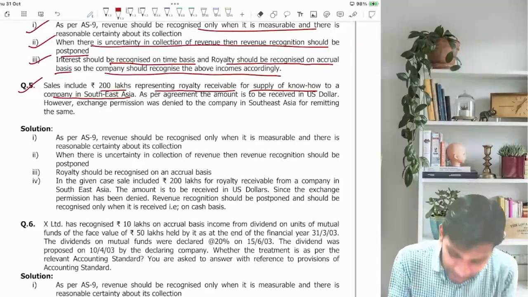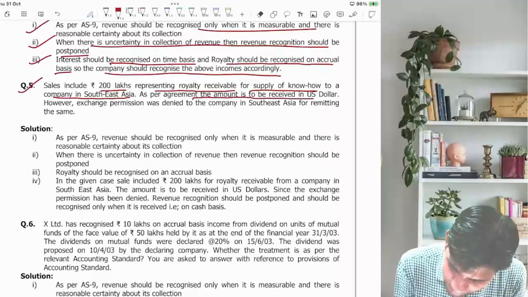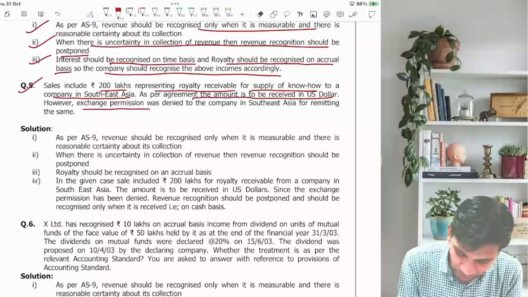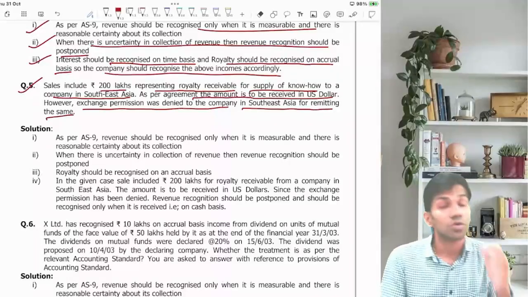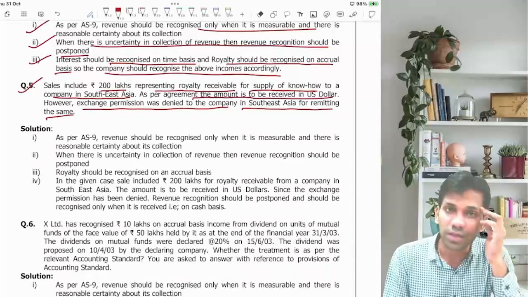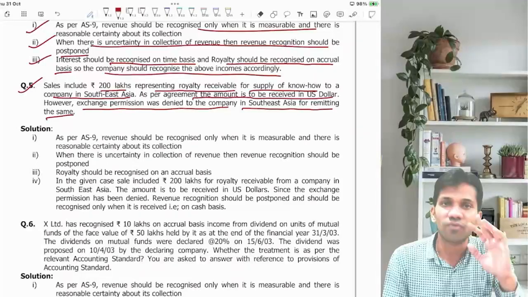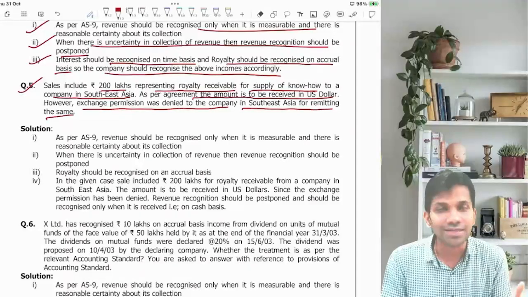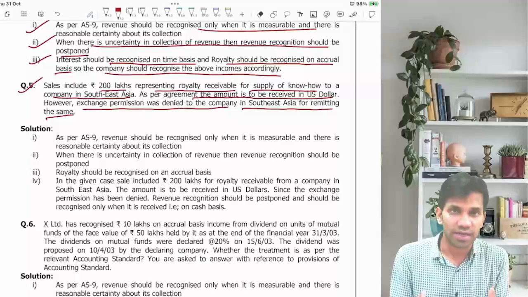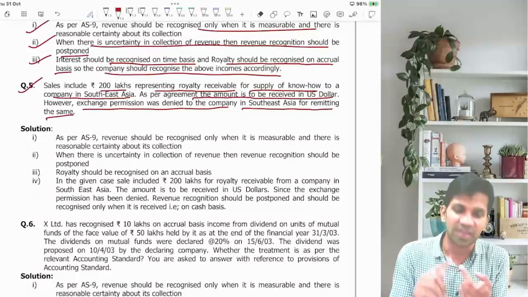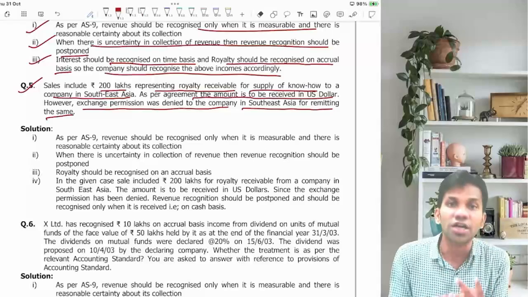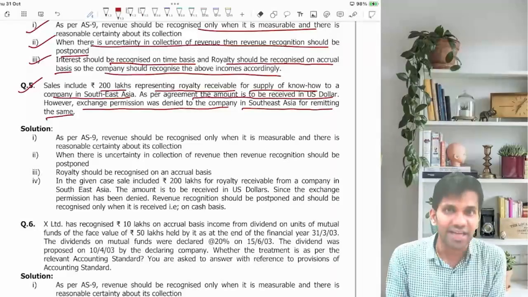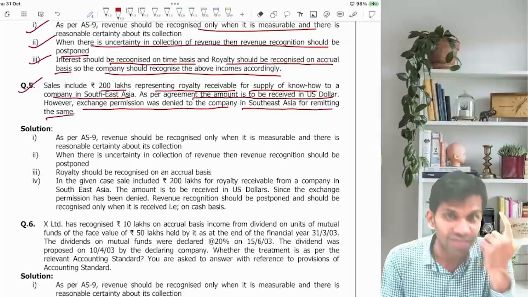So let's see, as per the agreement, the amount is to be received in US dollar. However, exchange permission was denied to the company in Southeast Asia for remitting the same. So here, guys, first you have to note that any revenue which is receivable from outside India should be recognized only when it is measurable and when there is reasonable certainty regarding its collection. However, if there is uncertainty regarding its collection, in such cases, revenue should be recognized on cash basis.